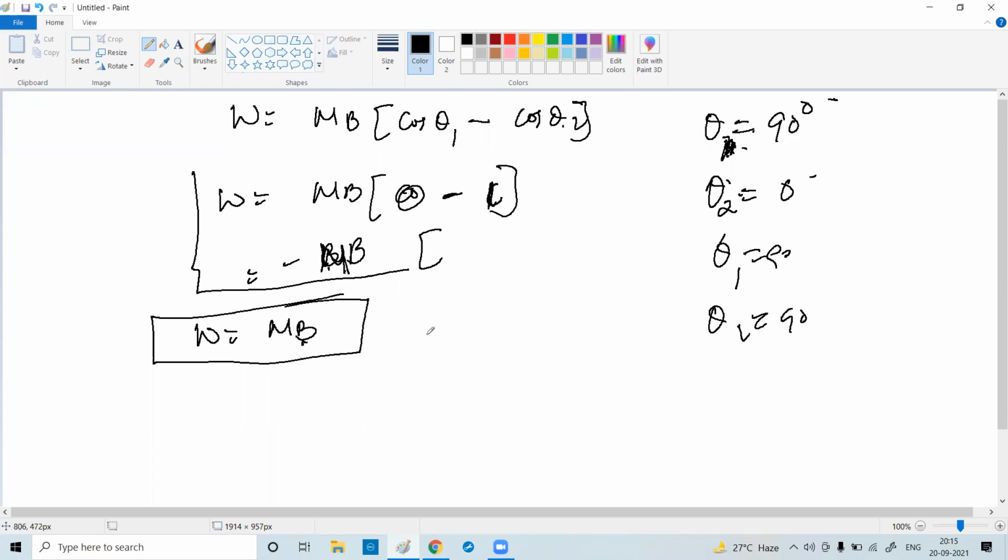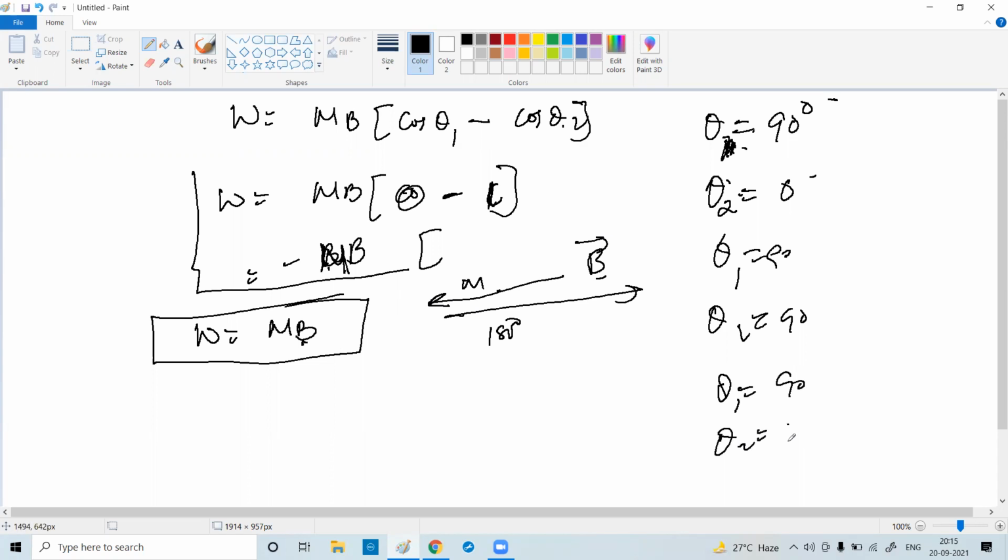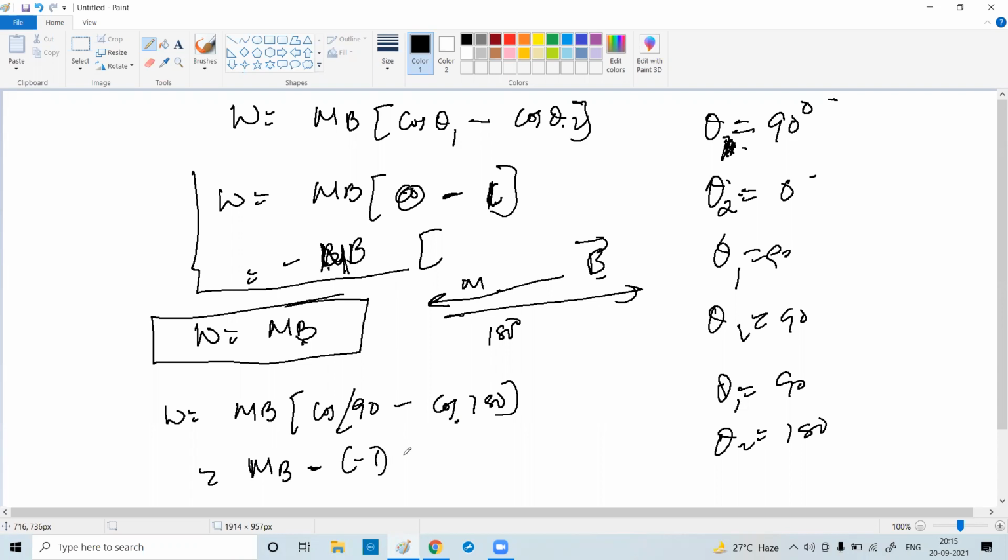Anti-clockwise. The field is in this direction, but the dipole is in this direction. So what is the angle between dipole and field? 180 degrees. Yes or no? Theta 1 is 90, theta 2 is 180. So your answer will be MB into (cos 90 minus cos 180). Cos 90 is 0. Cos 180 is minus 1. So MB into minus 1 is plus MB.